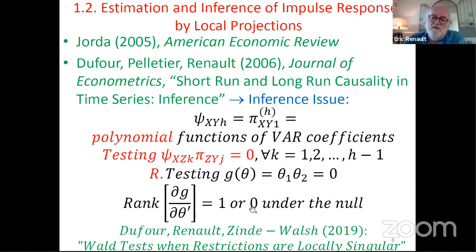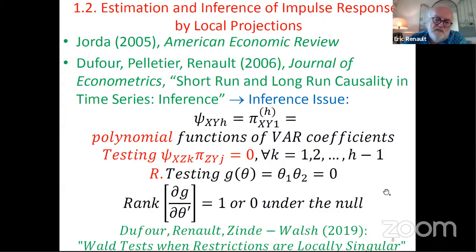It can be either 1 or 0. So this is just a product of two univariate parameters. But you may imagine with the product of such matrices, it is a mess. Meaning that if you want to just use the standard inference on your vector autoregression to test that, you will be in trouble because the standard asymptotic tests do not work due to this rank deficiency. We have tried to do that actually with my colleague Dufour and Zhide Walsh. This paper you can find on the web, to characterize Wald tests when restrictions are locally singular.